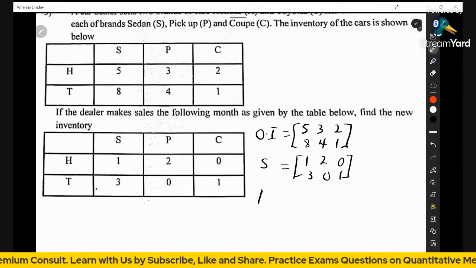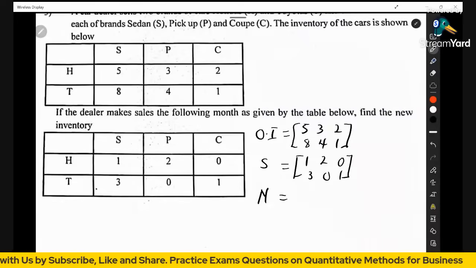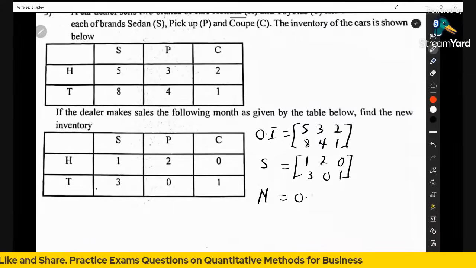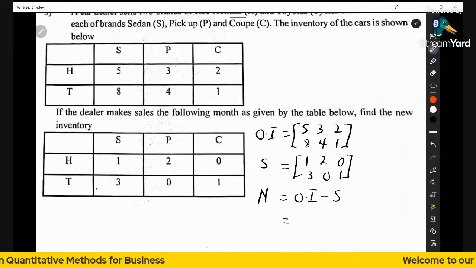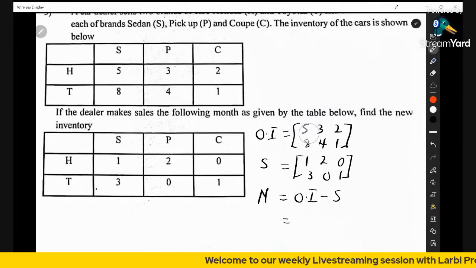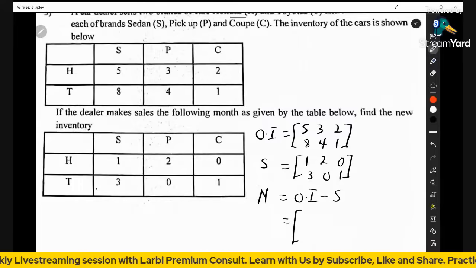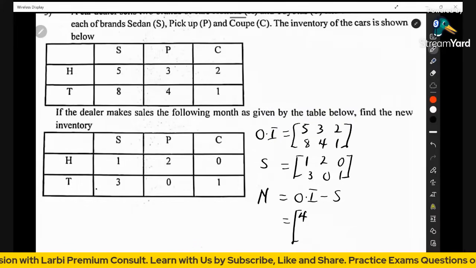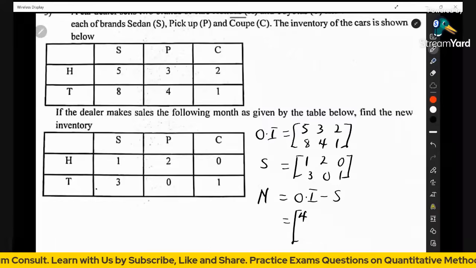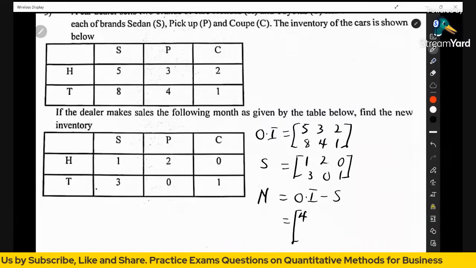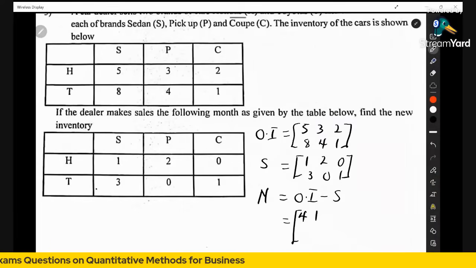So I represent that as new inventory. So what are we doing? We are subtracting the sales from the old inventory, right? So here we are dealing with corresponding entries. So we just have to subtract 1 from 5, 2 from 3, and we are done. So our new inventory is going to give us, when I subtract 1 from 5, I'm getting 4, right? Then 2 from 3, I'm getting 1. Then 0 from 2, I'm getting 2.